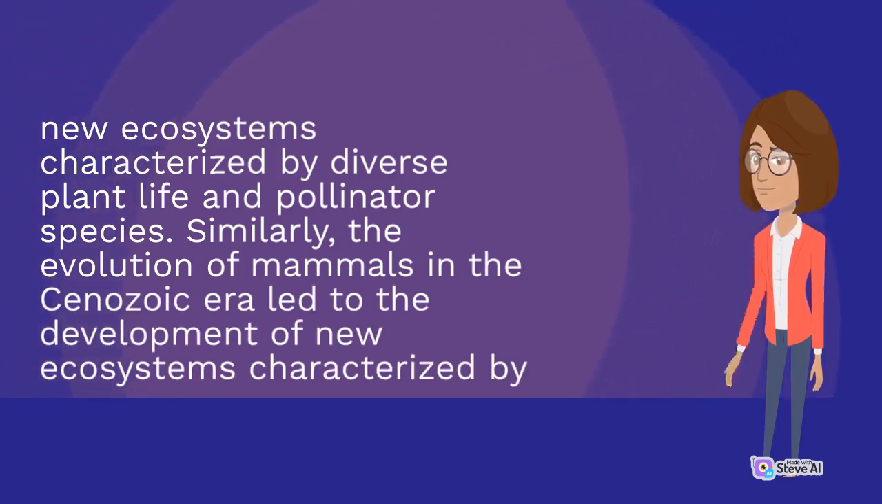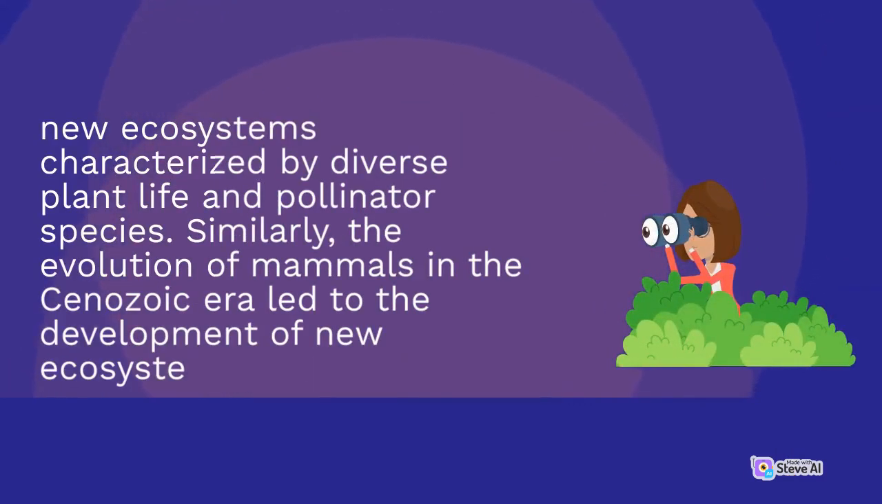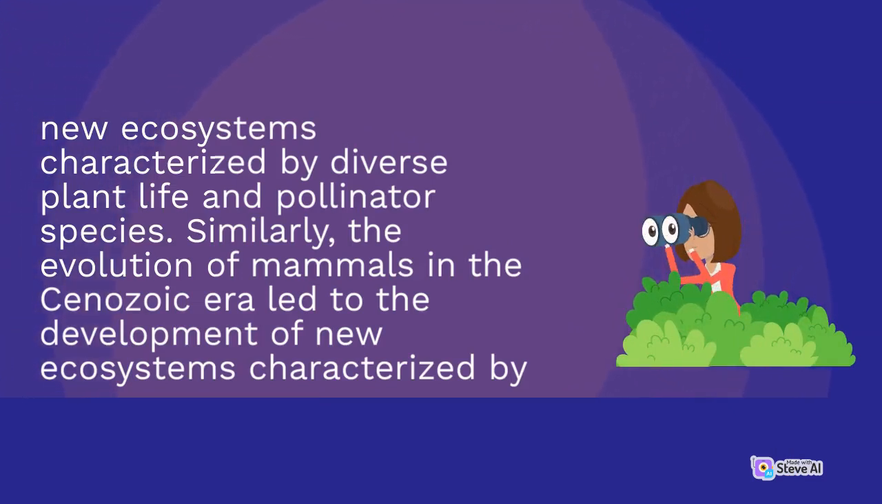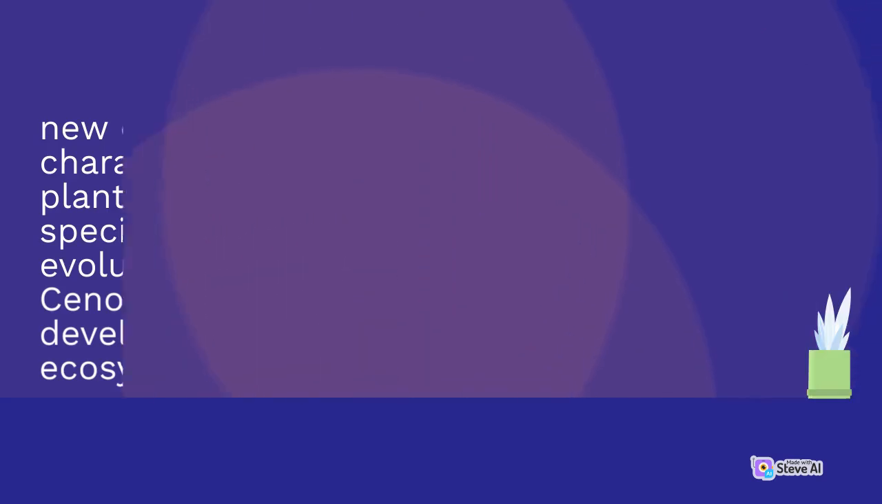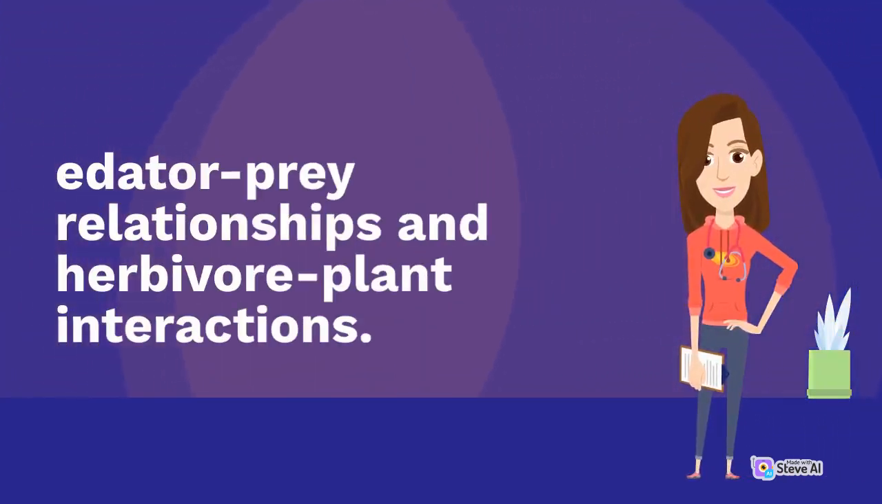Similarly, the evolution of mammals in the Cenozoic era led to the development of new ecosystems characterized by predator-prey relationships and herbivore-plant interactions.